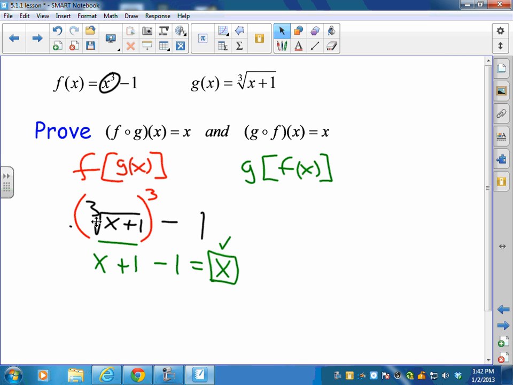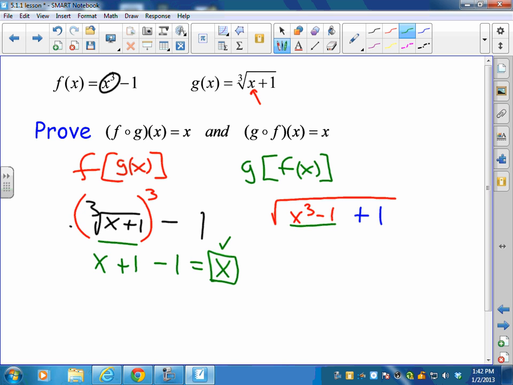And I can do it the same way over here. On this side, I'm going to use the red pen. I'd take the cube root, and then wherever I saw the x in this one, I would put x cubed minus 1, and then I would do the plus 1, right? I'm writing this instead of x. And also I forgot to put the cube on the outside.